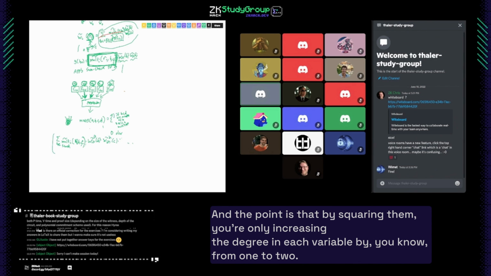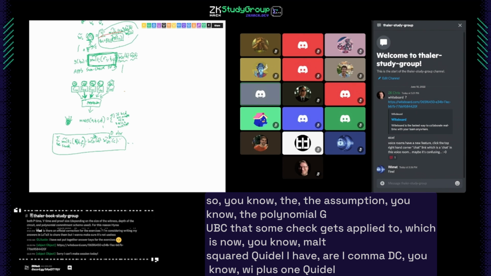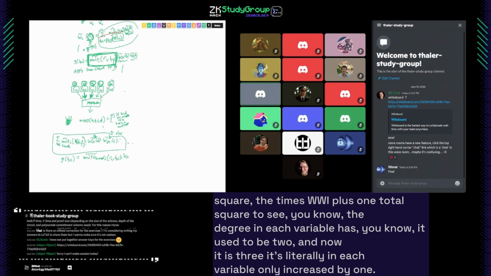And the point is that by squaring them, you're only increasing the degree in each variable from 1 to 2. So the polynomial G of BC that sum check gets applied to, which is now mult squared twiddle_i of r_i, B, C, times W_{i+1} twiddle squared of B times W_{i+1} twiddle squared of C, the degree in each variable used to be 2, and now it is 3. It's literally in each variable only increased by 1.